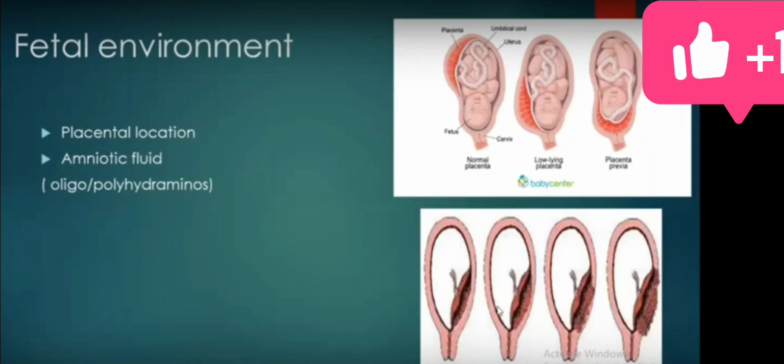Another thing is amniotic fluid. The fluid around the baby is the amniotic fluid. We are looking for whether there is oligohydramnios, that is, the fluid is less, or polyhydramnios, the fluid is more. All these are abnormal conditions. So you have to check the fetal environment, and also fetal biometry.